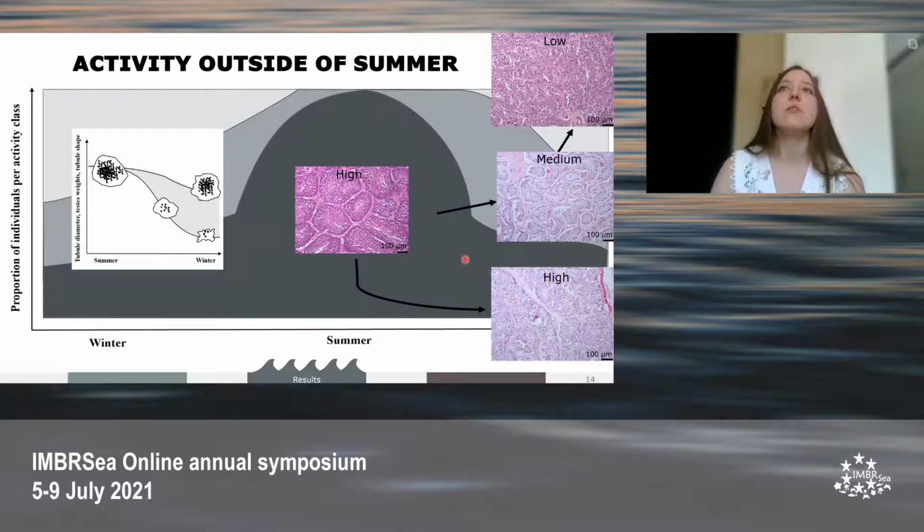So basically we found that there was high individual variation in seasonal regression. You have those that regress towards low activity in winter, and they change very strongly in morphology and also in sperm production. And then you have those that remain highly active even during winter, and these ones have only changed in morphology and not sperm.